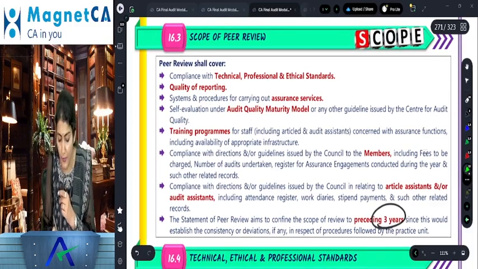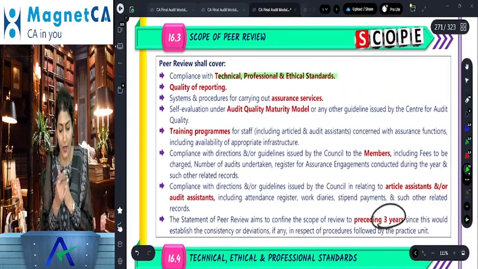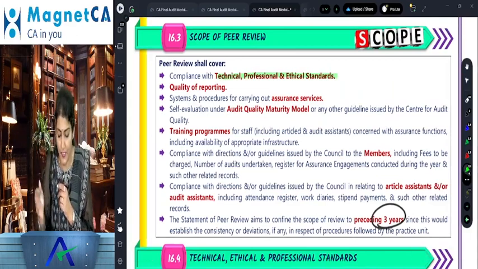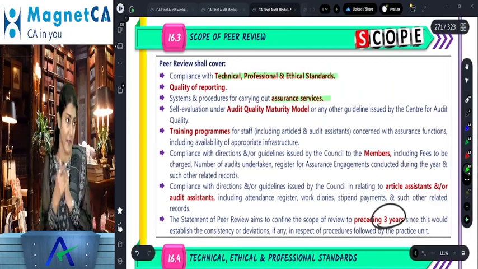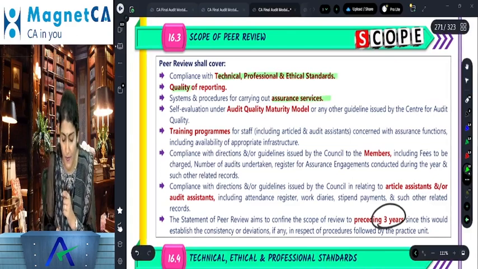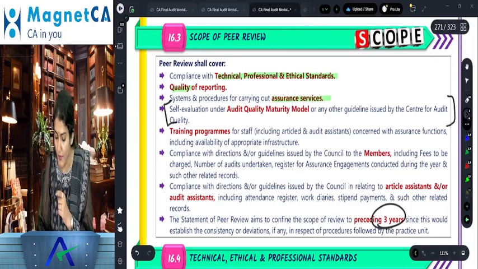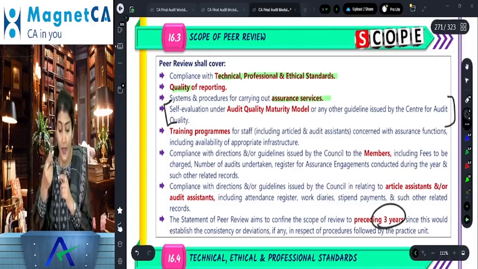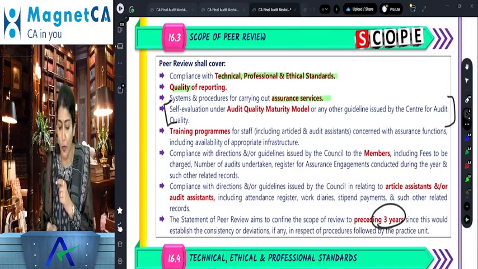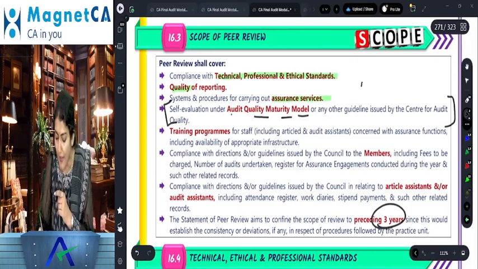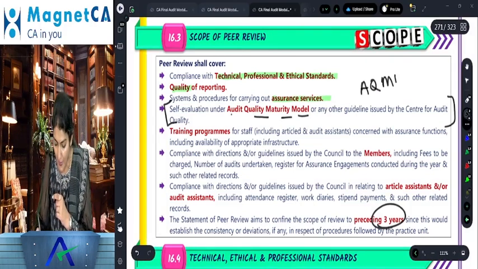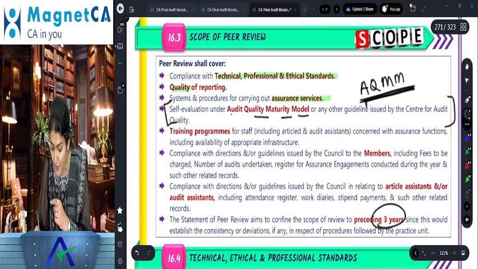What we had studied in the objectives: compliance with the technical, ethical and professional standards, also the assurance services. Right, so assurance services, the quality of the reporting. Then a new point which has been introduced in your RTP May 23. What is also included in the scope of peer review is the self-evaluation under the AQMM, the audit quality maturity model.